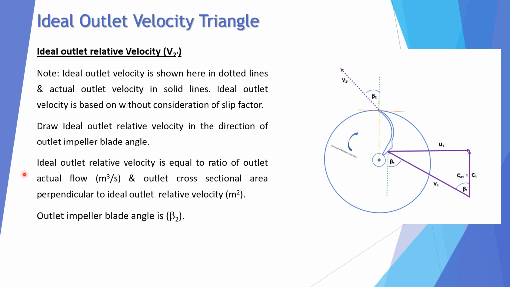So ideal outlet relative velocity is equal to the ratio of outlet actual flow in meter cube per second and outlet cross section area perpendicular to ideal outlet relative velocity, that is meter square. It's an outlet blade angle beta 2, which is in radial direction.